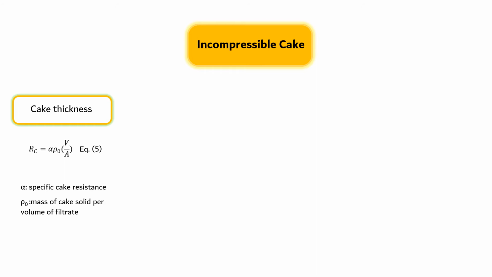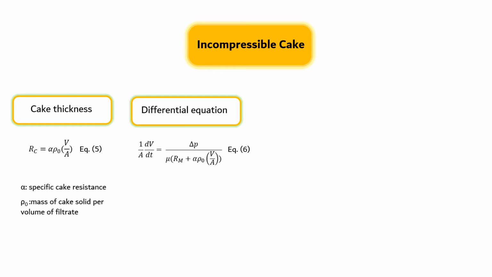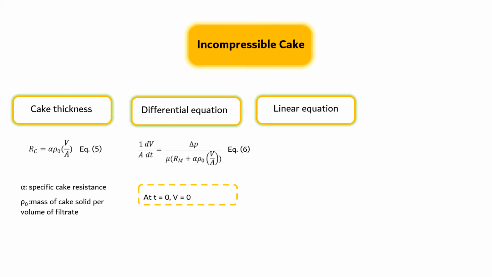Substitution of equation 5 into equation 4 results in a differential equation as shown in equation 6. At t equals 0, V equals 0, which means that at the beginning of a filtration, no solution has been filtered. Equation 6 can be easily integrated and rearranged to yield equation 7, where K equals μαρ0 over 2ΔP and β equals μRm over ΔP.